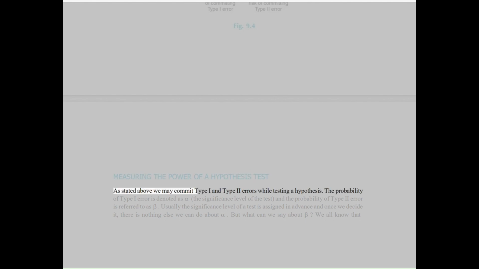Measuring the power of a hypothesis test. As stated above, we may commit type I and type 2 errors while testing a hypothesis. The probability of type I error is denoted as α, the significance level of the test, and the probability of type 2 error is referred to as β. Usually the significance level of a test is assigned in advance, and once we decide it, there is nothing else we can do about α. But what can we say about β?